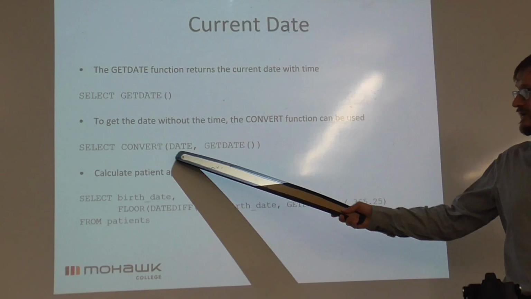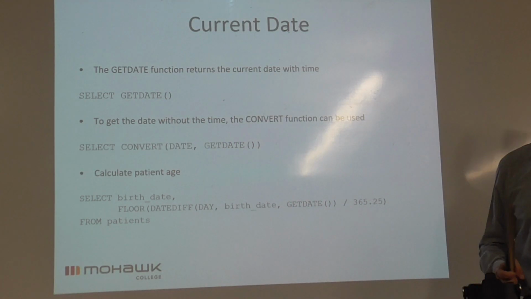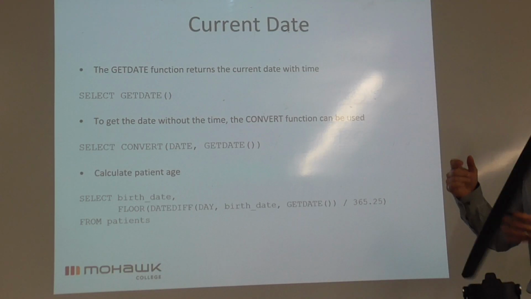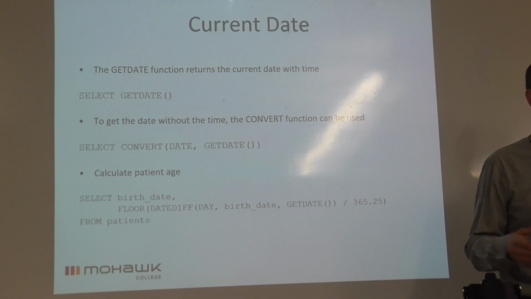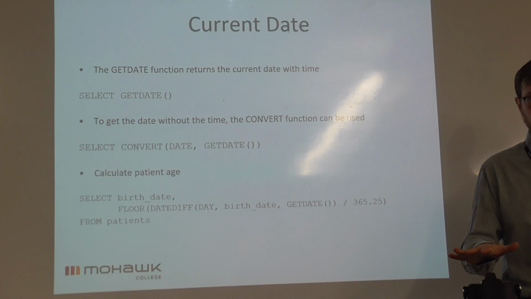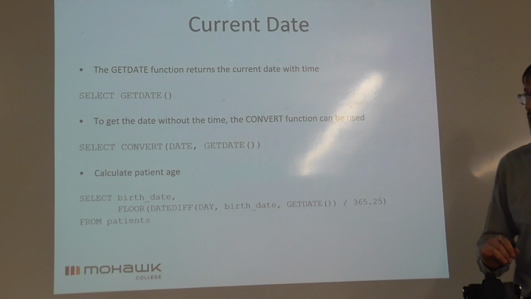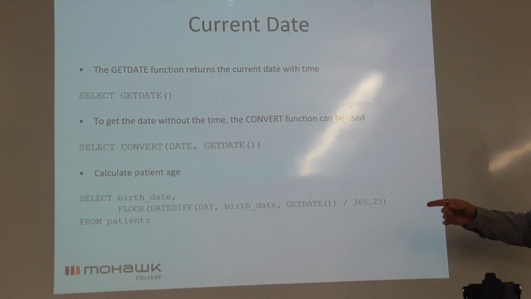So get date is actually a date time object, so you'll find that other languages like Python will have things like date objects, time objects, and date time objects, which include both a date and a time, right? So that's what this is doing here.